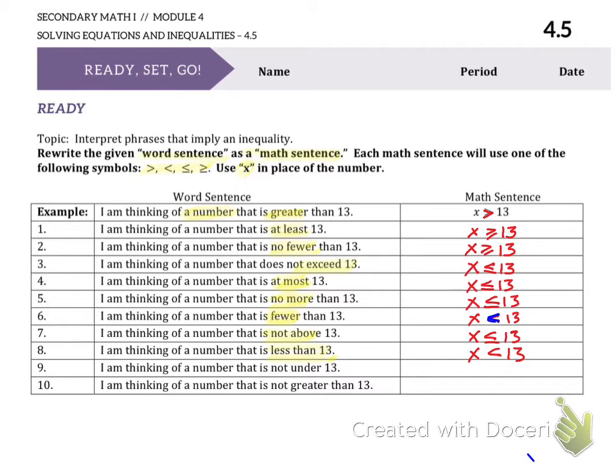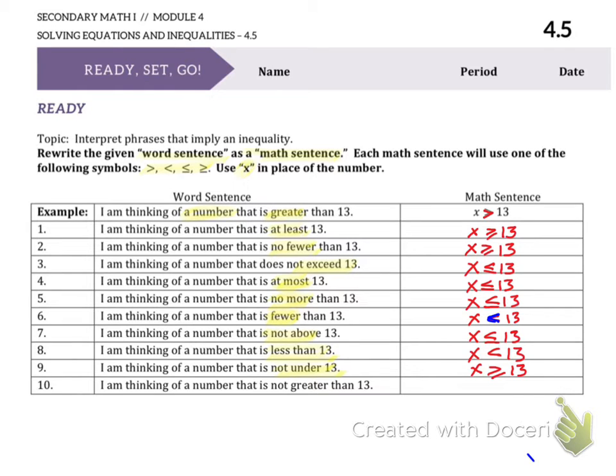Then I'm thinking of a number that is not under 13. Not under 13 means it is above 13, and it's not under, so it could be 13 also, that's a possibility. So we're going to write x is greater, it has to be above, and it could be equal also, so that's 13. So the line under the greater symbol is the equality symbol.